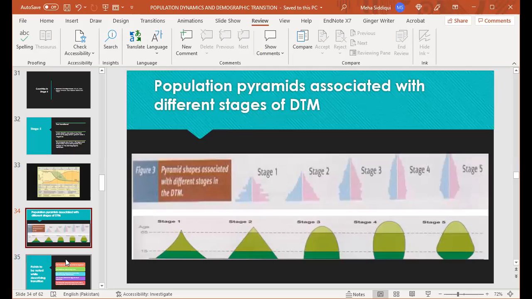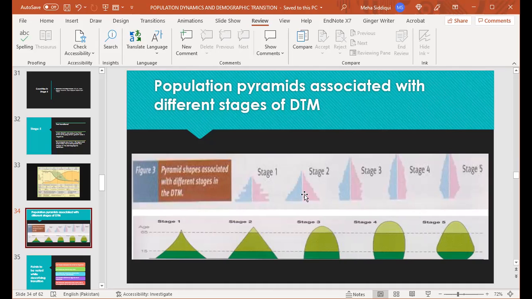Now, these are the population pyramids that are associated with different stages of the demographic transition model. First is stage 1. In this, you can see that there is a wide base because of extremely high birth rate, and infant and child mortality rates are high. So the sides of the pyramid curve in very quickly, and life expectancy is reduced, resulting in the narrow apex, and we can see that this pyramid is the shortest of all pyramids.